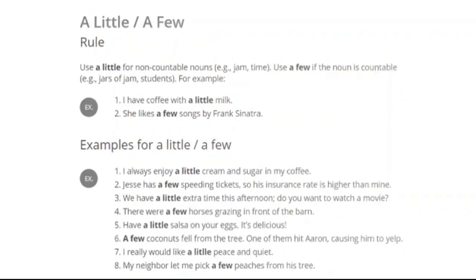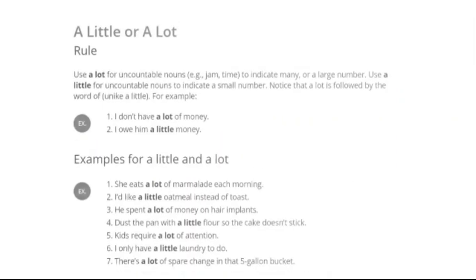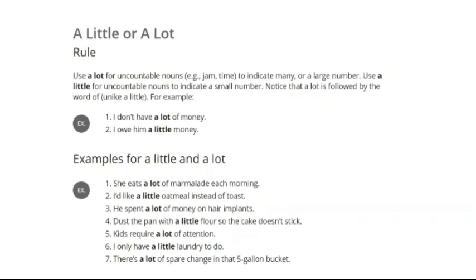Now, after that, let's discuss the a little or a lot rule. Use a lot for an uncountable noun, for example, jam, time, to indicate large amounts. Use a little with uncountable nouns to indicate a smaller amount. Notice that a lot is followed by the word of, unlike a little.